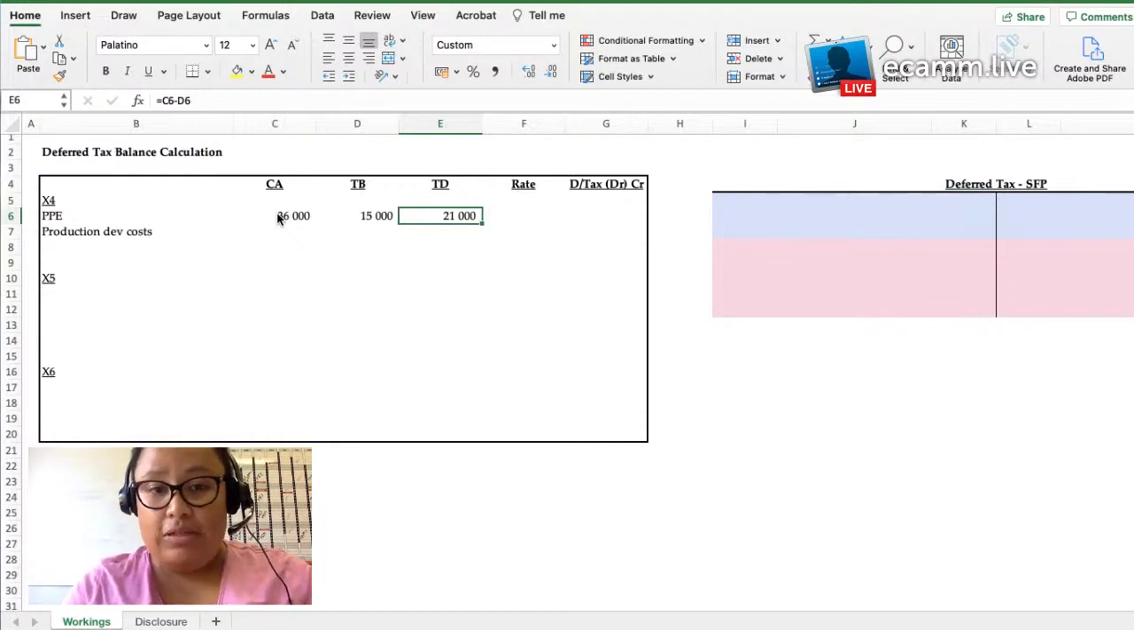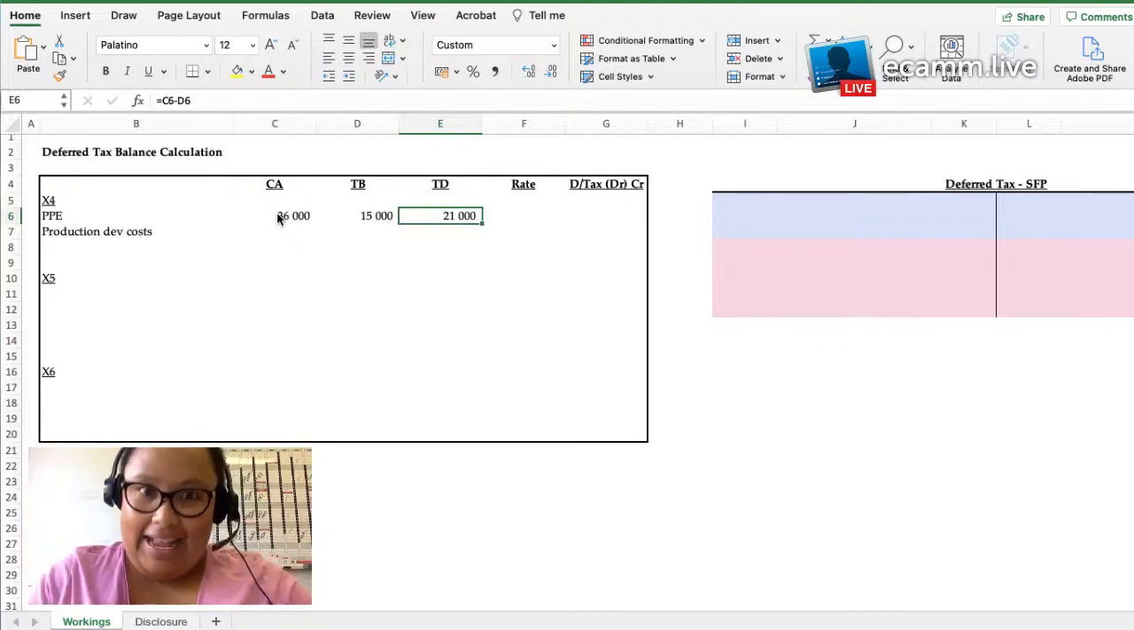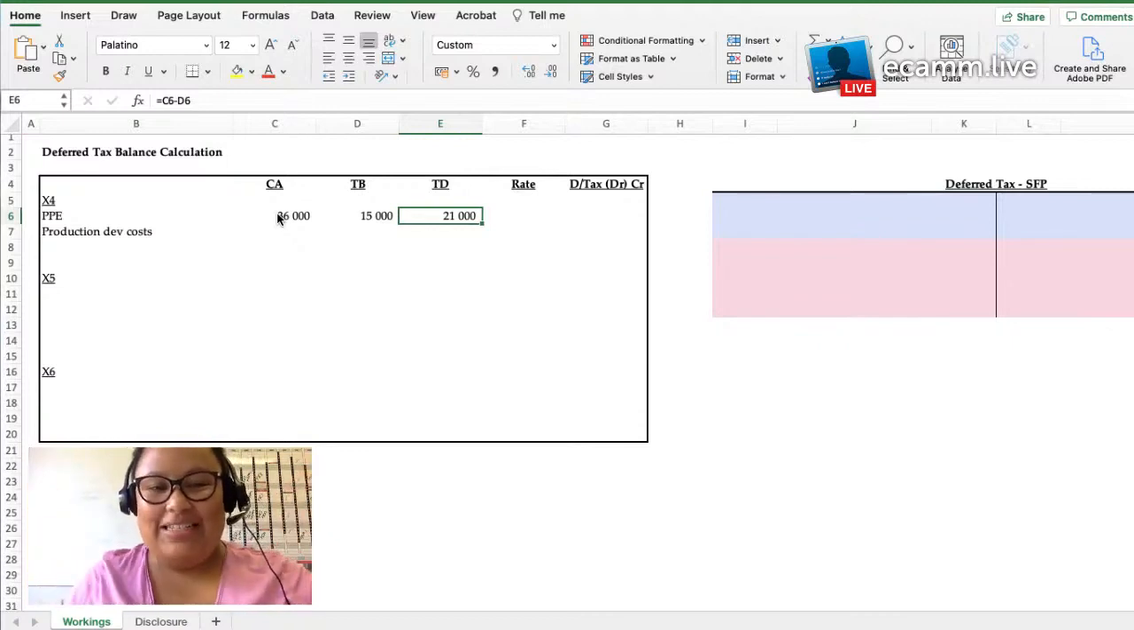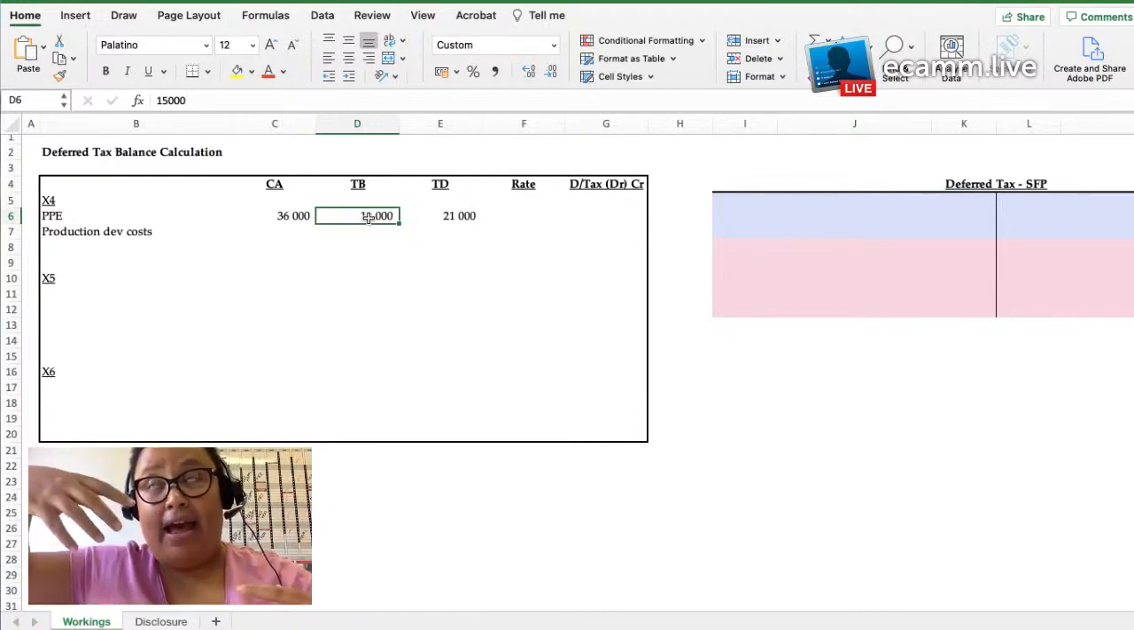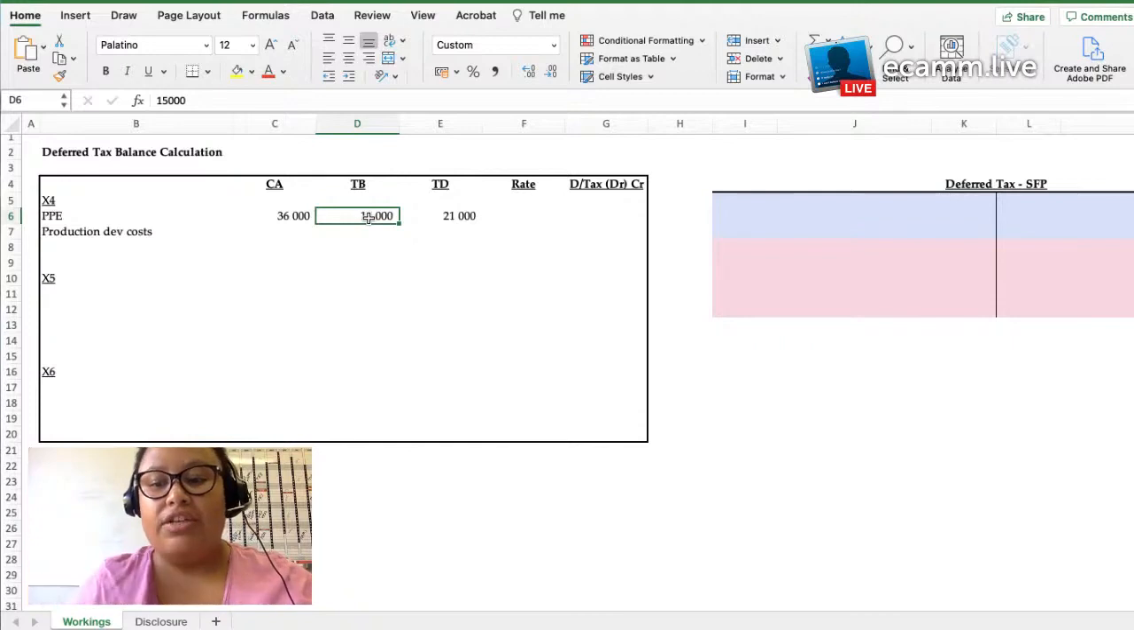That temporary difference, of course, is taxable or deductible. It's taxable. Okay, so why is it taxable? It's taxable because in the future we're going to have depreciation of 36,000, whereas we're only going to have deductions of 15,000 in the future. So in the future, my accounting profit is going to be lower than my tax profit because I have more depreciation in the future. So therefore, I expect to pay more tax in the future, okay, because the tax profit is higher. And so therefore, my temporary difference is taxable.